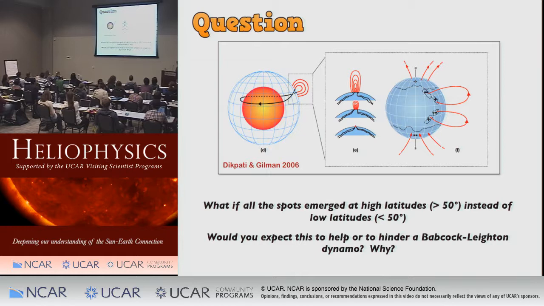Just to wake you up again: in the sun, most of the spots that come out are at low latitudes, say less than 50 degrees. But what if all the spots emerged at high latitudes instead of low latitudes? Do you think that would help a Babcock-Leighton dynamo, or would it hurt it? Would the dynamo operate better than before, or would that hinder the dynamo?